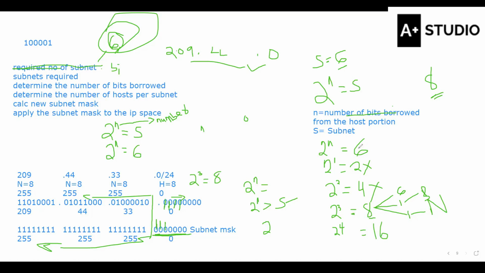Only 6. Okay. And then from the 6, we can't get exactly 6. Otherwise, we won't be able to get our broadcast address and our network address from that particular network. Okay. So it is better we get what?